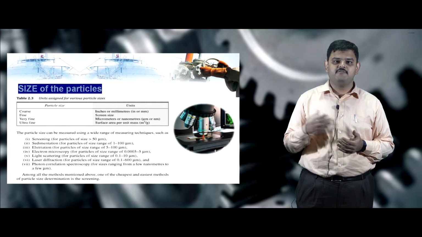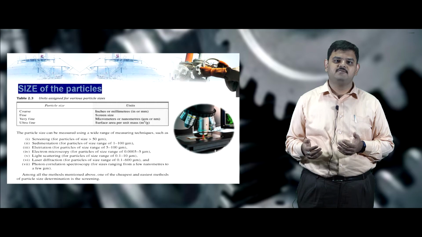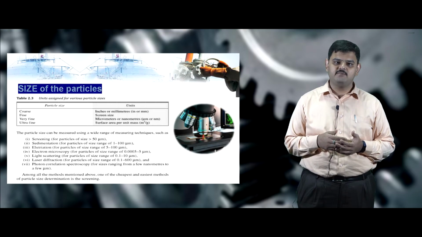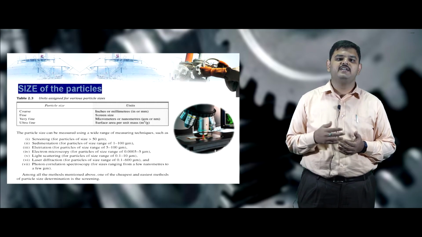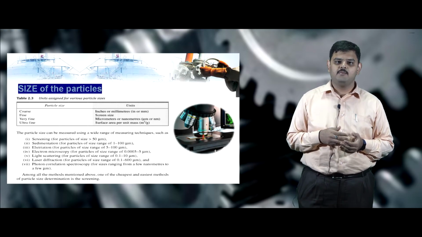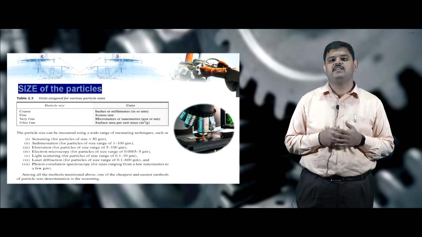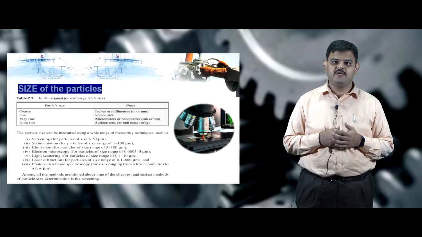There are different ways of measuring the particle sizes. They are screening, elutriation, sedimentation, electron microscopy, light scattering, laser scattering, photon correlation spectroscopy, etc. Among all the above mentioned techniques, screening is the easiest and most economical technique, but in screening we can measure up to only 50 micrometers.